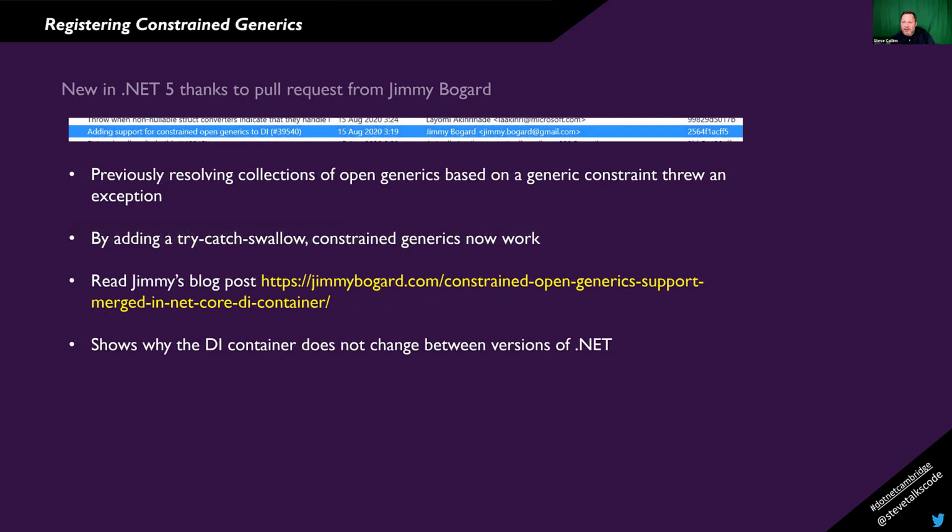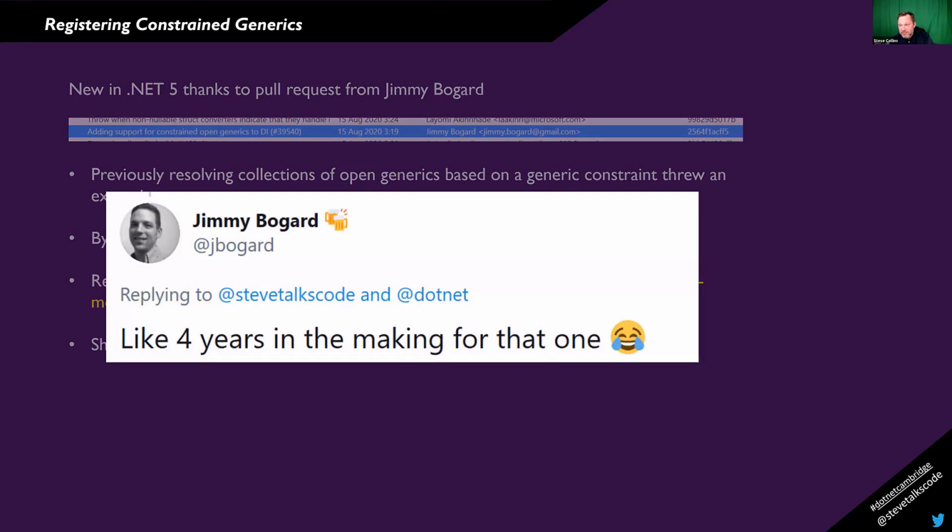Luckily, that's where Jimmy Bogard of Automapper and Mediator fame has come to the rescue. He did a pull request that added a try-catch block around the makeGenericType that swallows the argument exception. This now allows the constrained generics to be resolved in .NET 5, which is great, except it took 4 years for that pull request to be accepted by Microsoft.